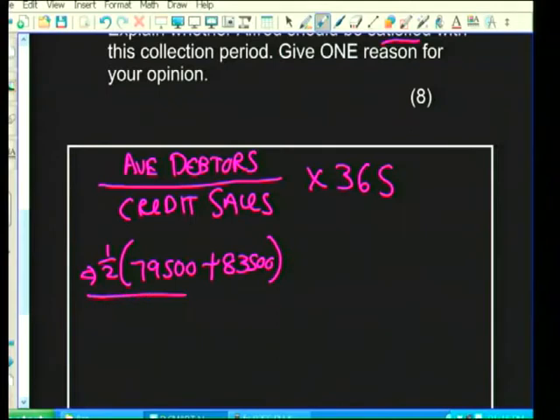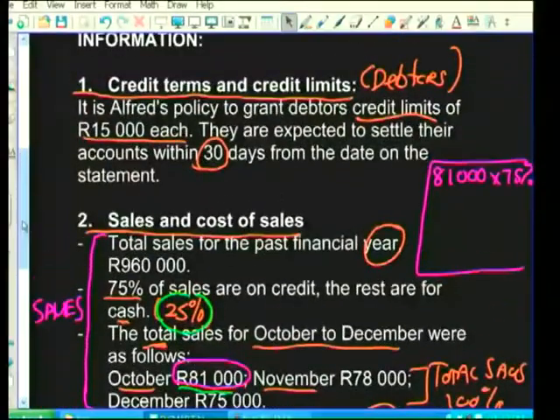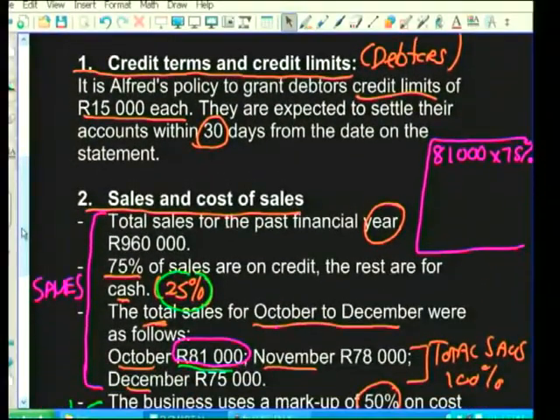Okay, divided by credit sales. Now remember, you're looking at sales for the entire year. You're looking at credit sales for the entire year. So if we go to our information, which was given to us right at the beginning of the question, we've got total sales for the past financial year, 960,000. And remember, we don't want total sales, but we want credit sales.